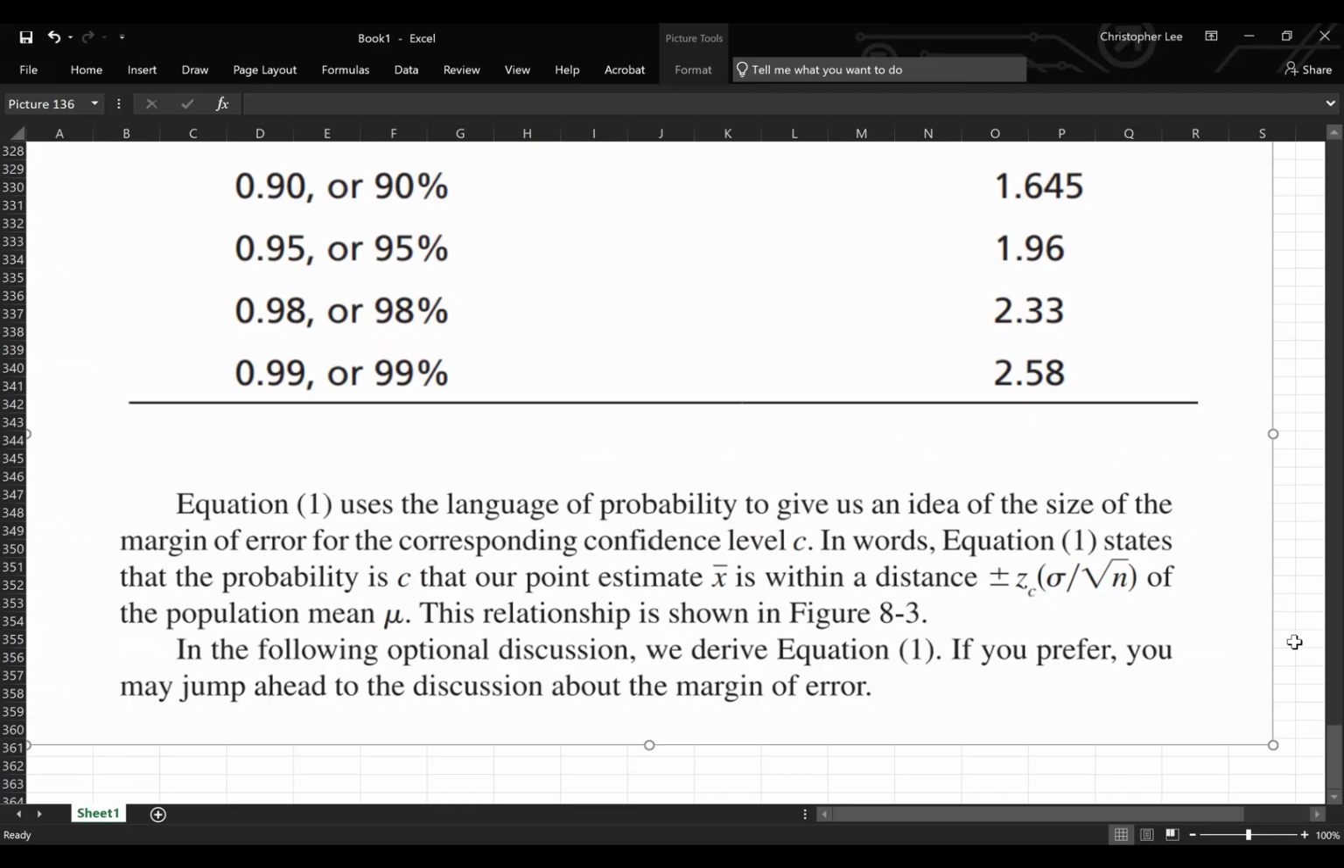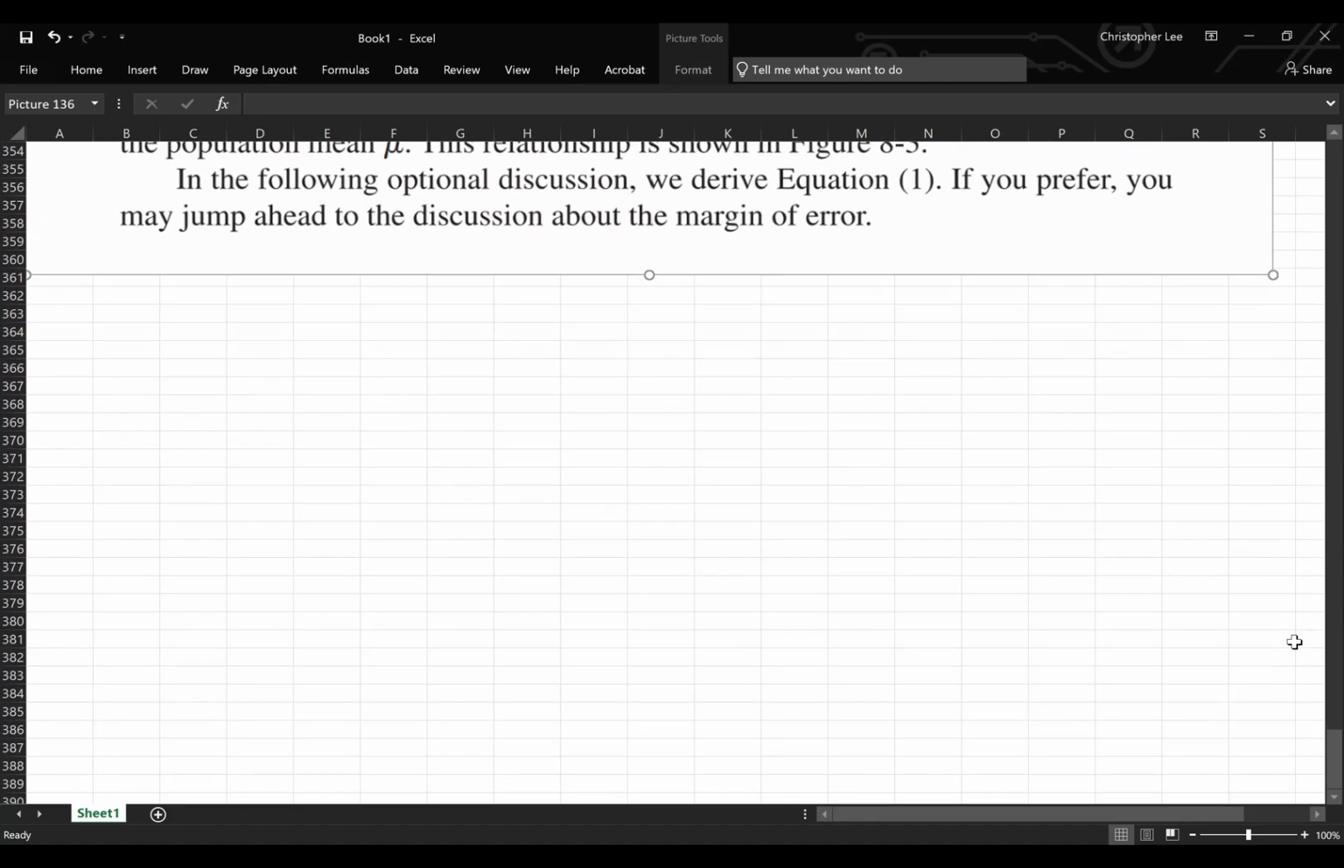This relationship is going to be shown in the next figure, right? In the following optional discussions, we derive equation one. And if you prefer, you may jump ahead to the discussion about margin of error.